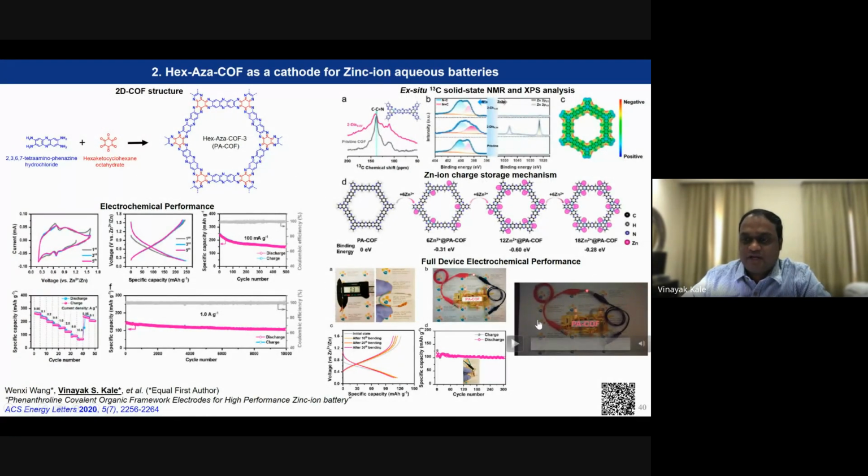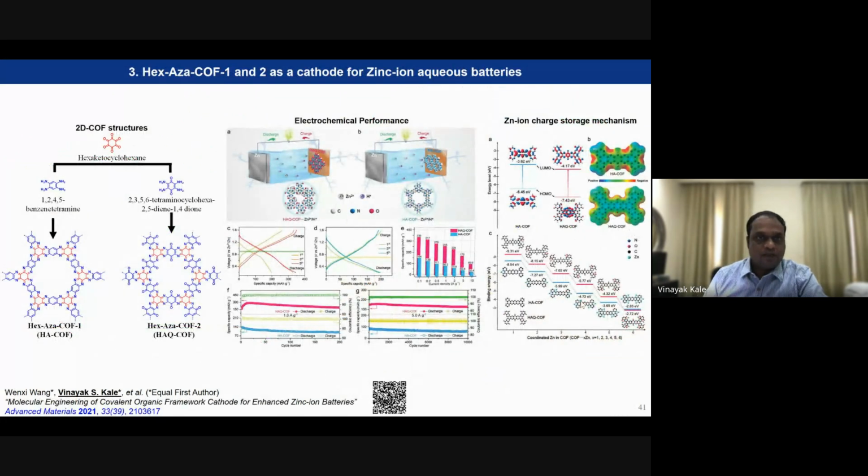So we successfully demonstrated this battery, and we show that the LED is blown up. In the following work, we used two COF materials, that is hexaazatriphenylene as one COF and hexaazatriphenylene as another COF. What is the difference between these two COFs? So this is the beauty of COF.